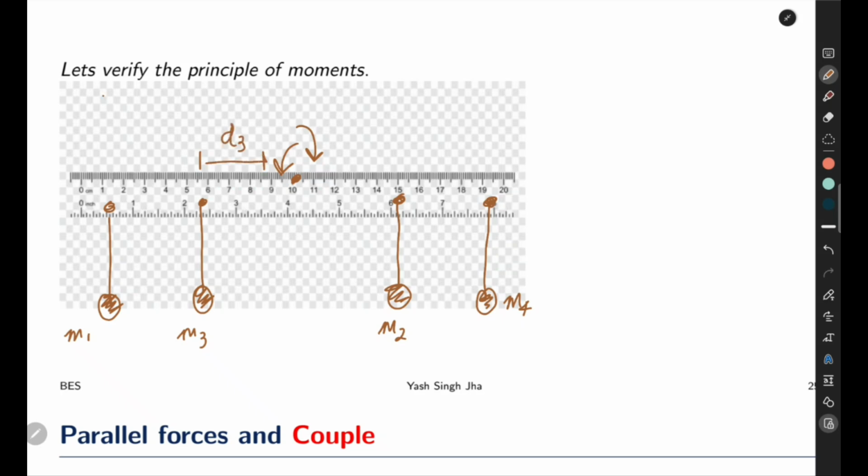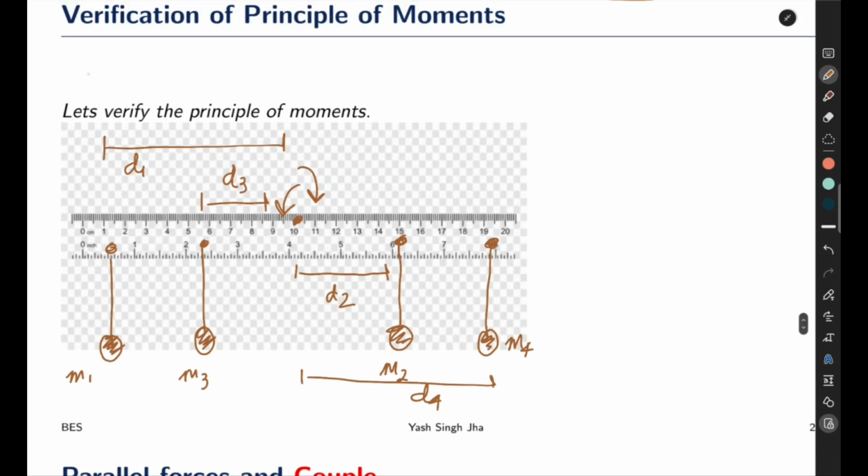d3, d1, d2 and d4 are chosen in such a way as to keep the ruler in a horizontal position. Yes, so the ruler is horizontal, which means the ruler is in equilibrium. So let's write the moment of a force about the midpoint.